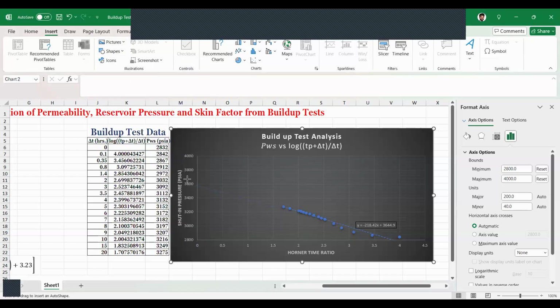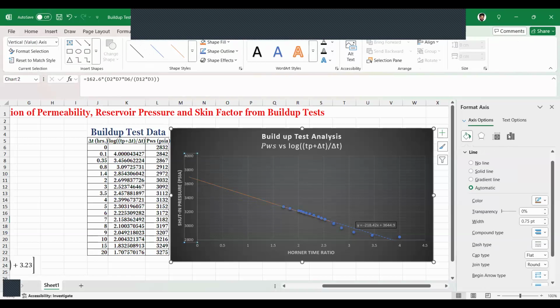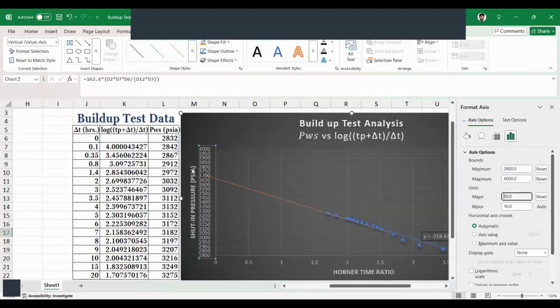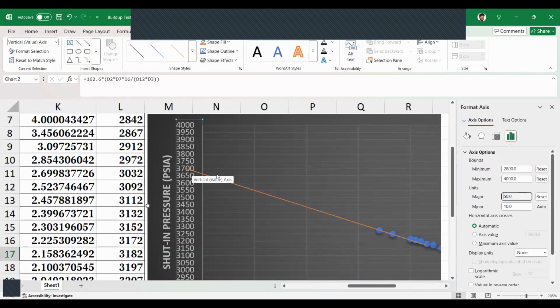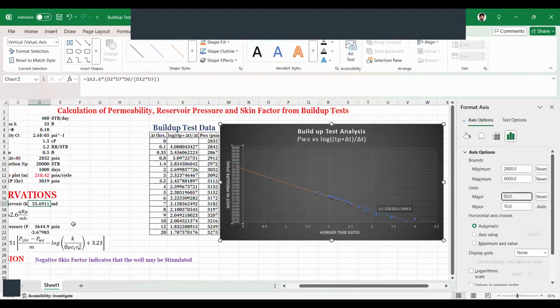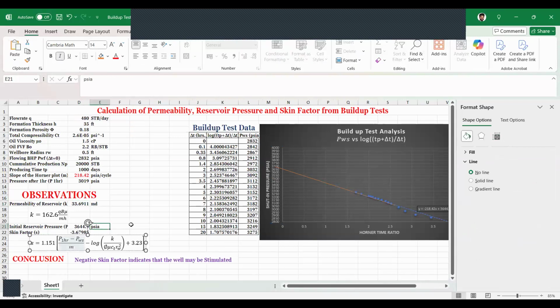So inserting a straight line, orange, yeah. So let's again try to increase the major to 50 maybe. Yeah. So if you see carefully, it is giving me somewhere around 3700 something. So that is how we estimated it is 3644, close to 3700. So skin factor is now negative, minus 3.6985.